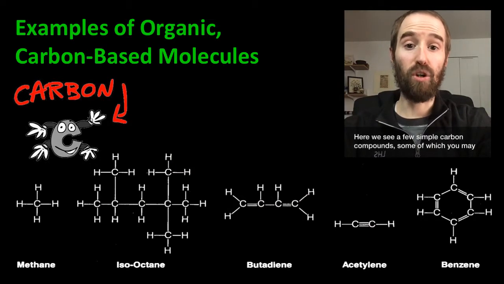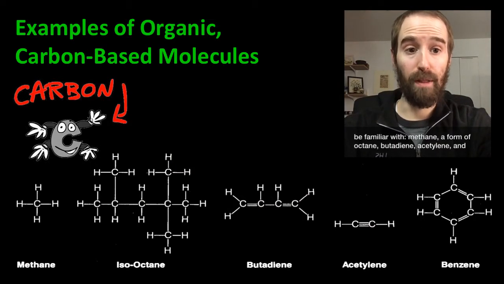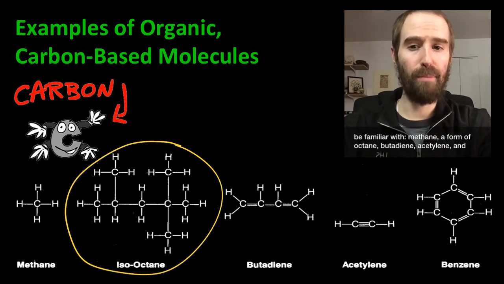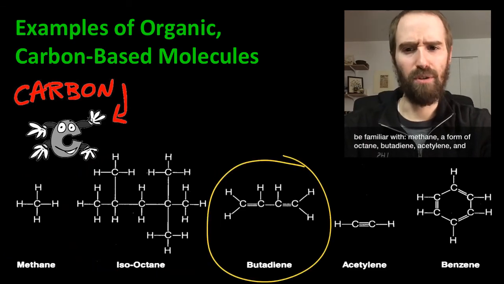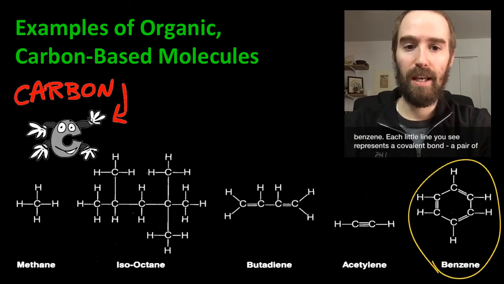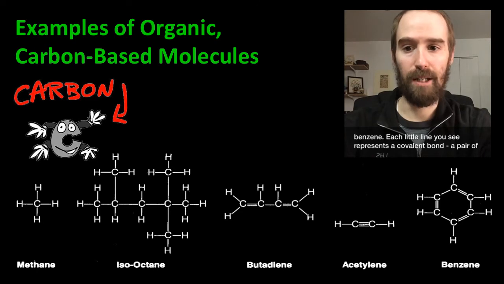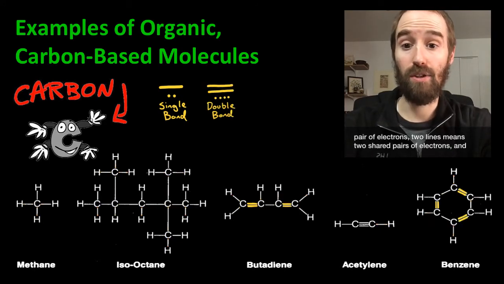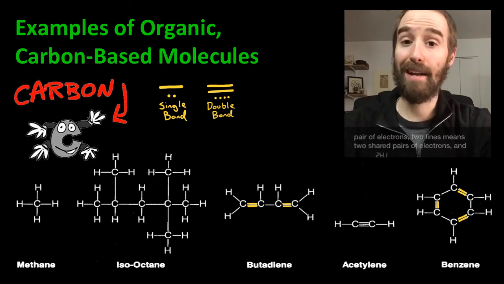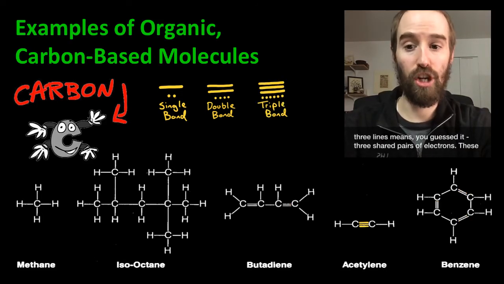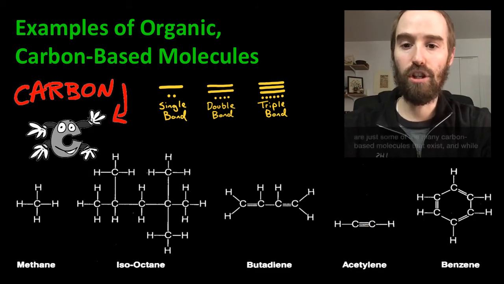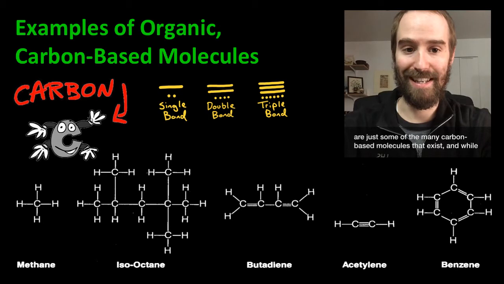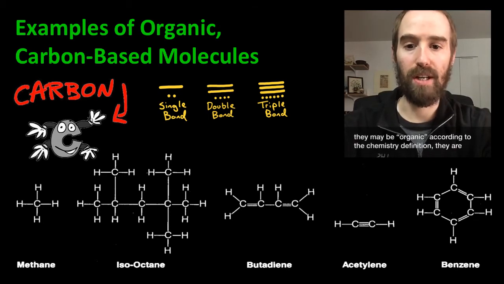Here we see a few simple carbon compounds, some of which you may be familiar with. Methane, octane, butadiene, acetylene, and benzene. Each little line you see represents a covalent bond, a pair of shared electrons holding these atoms together. 1 line means 1 shared pair of electrons, 2 lines means 2 shared pairs of electrons, and 3 lines means, you guessed it, 3 shared pairs of electrons. These are just some of the many carbon-based molecules that exist. And while they may be organic, according to the chemistry definition, they are definitely not safe to eat.